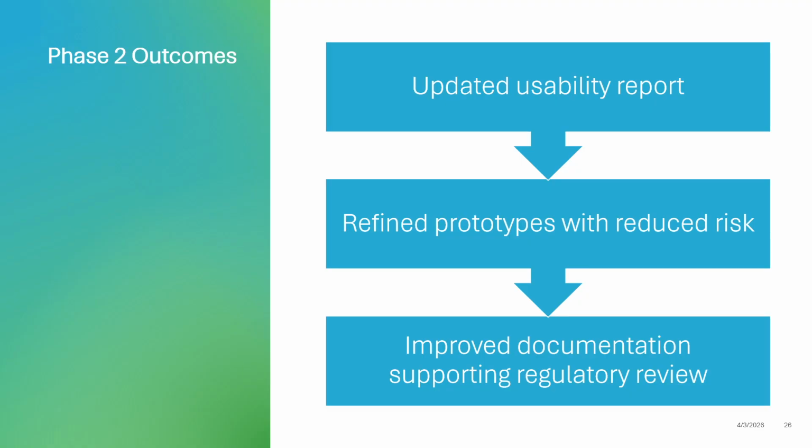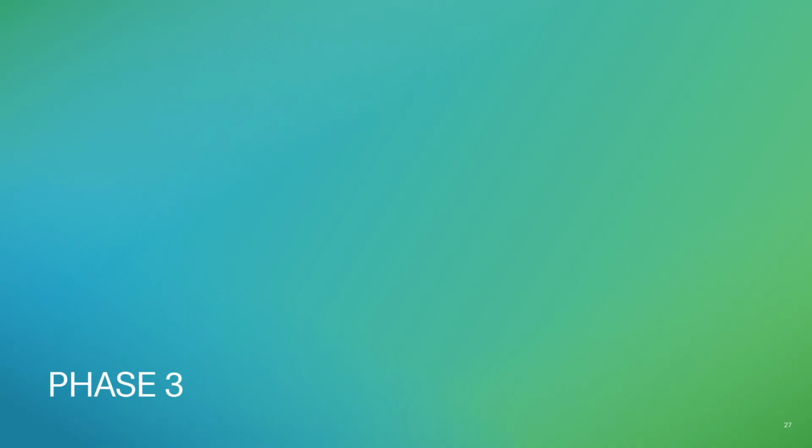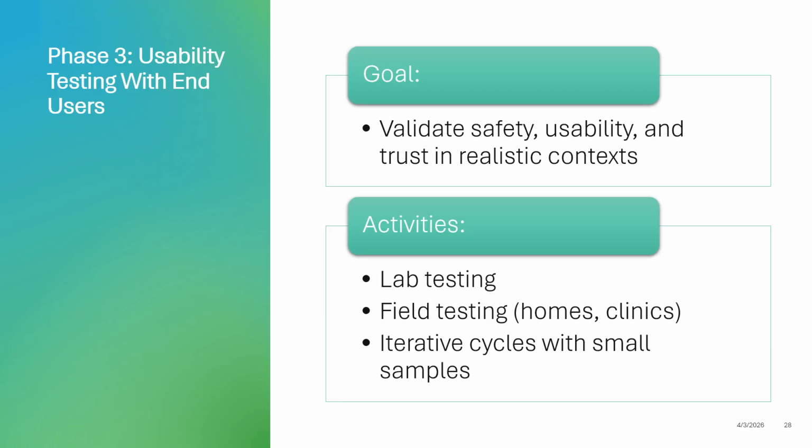Now, when we have a point where we think that the prototypes are good enough, then we can move into phase 3, and basically we can go into production. And the goal of this is to validate the safety, usability, and trust in realistic context. And sometimes we can do lab testing, we can do scenario evaluations, we can do field testing in homes, clinics, or kiosks.